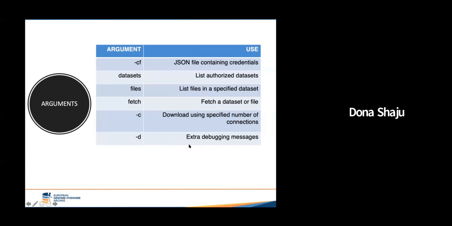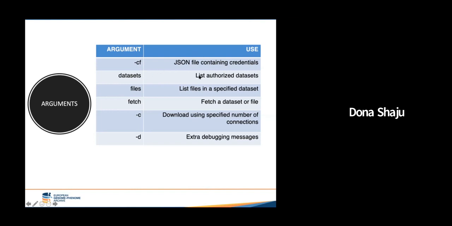And the Python client also has different arguments or different parameters, and we'll look at each of them. So -cf stands for credentials file. Just a while ago, we saw how to define your credentials file. So this credentials file is called using the -cf argument. It's the JSON file containing the credentials.